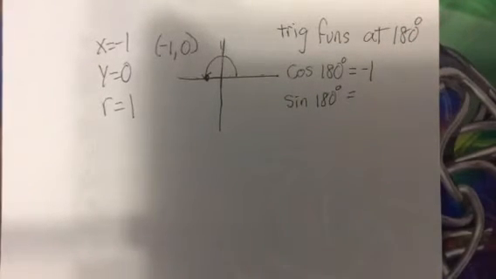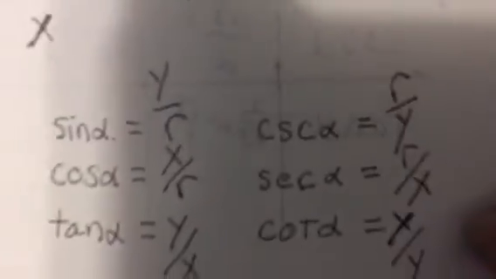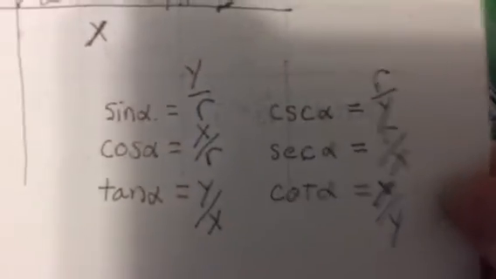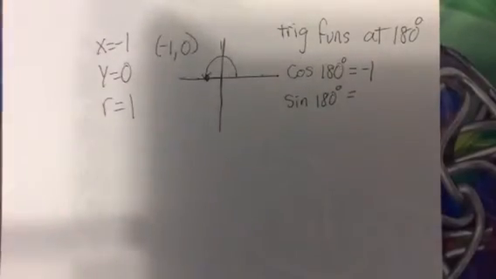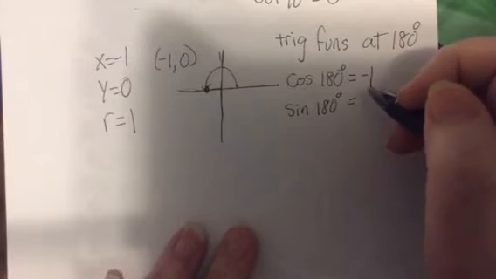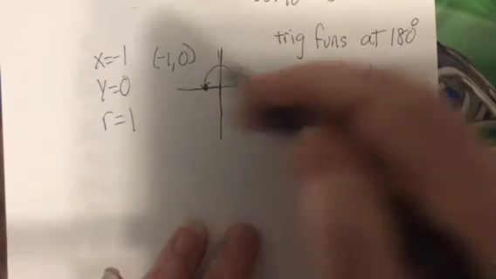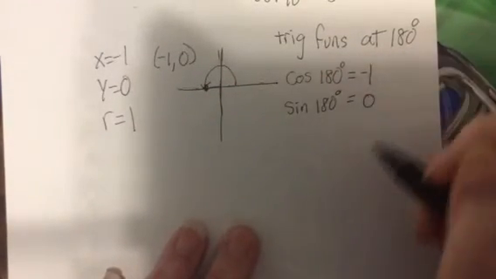Get the formulas memorized. It makes life so much easier. Memorize, memorize, memorize. Get it in your brain. No, I'm sorry. So, sine is y over r, so it'd be 0 over 1, so 0.